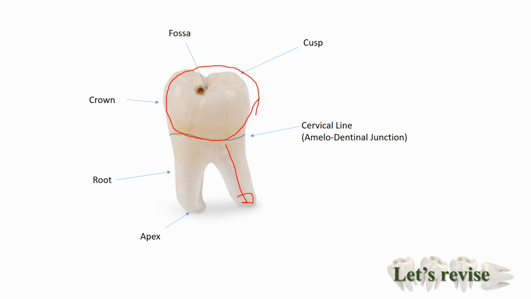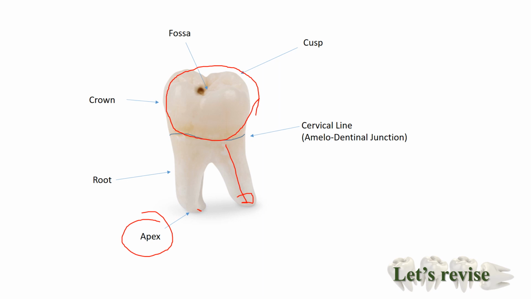At the bottom of the root you have the apex, and anytime you see this word apex, what that usually means is a hole. So at the bottom of the teeth you have a small hole, and that's where all of the nerves and the blood supply enter the base of the tooth. So there's a small hole there, and that's usually at the end, and it's called the apex of the tooth. So refer to this here.